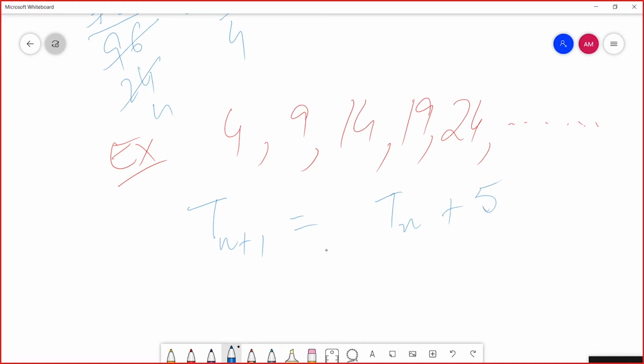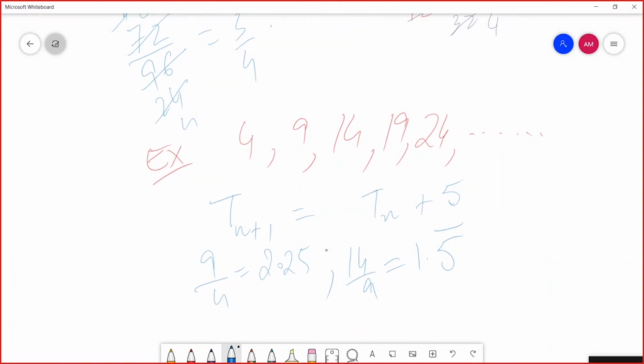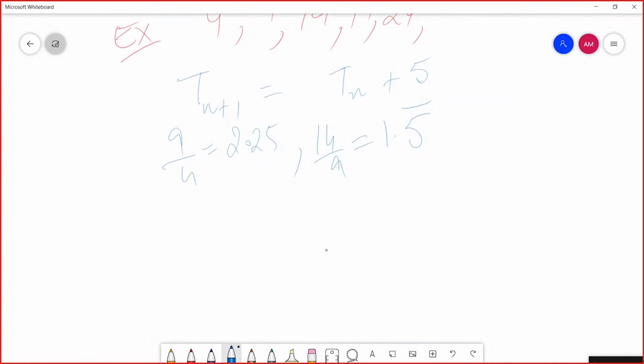This is all okay. So you have rightly checked that this is not a geometric sequence. Why? Because 9 over 4 is something like 2.25. And 14 over 9 is 1.5, and the 5 is continuous, 5, 5, 5, 5. So it's not a geometric sequence. In fact, it's an arithmetic sequence. So we are good, right?